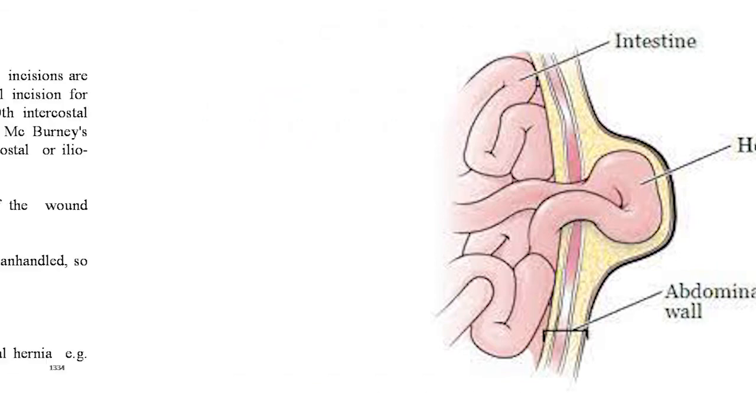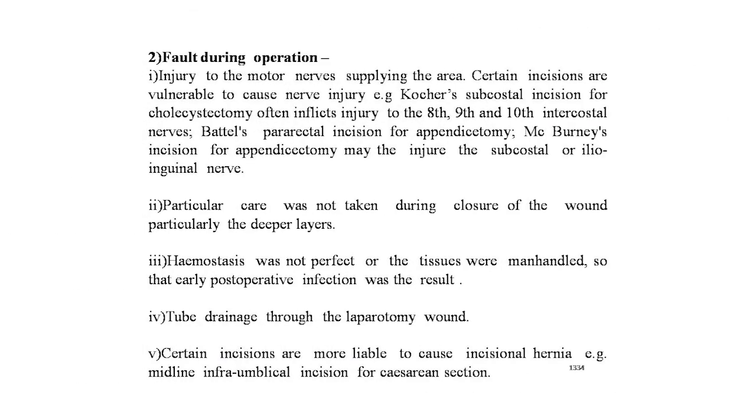Now, the second point is the fault during operation that develops the incisional hernia. Injury to the motor nerve supplying the area. Certain incisions are vulnerable to cause nerve injury. The Kocher's subcostal incision for cholecystectomy often inflicts injury to the 8th, 9th and 10th intercostal nerves. Battle's pararectal incision for appendicectomy. McBurney's incision for appendicectomy may injure the subcostal or ilioinguinal nerve.